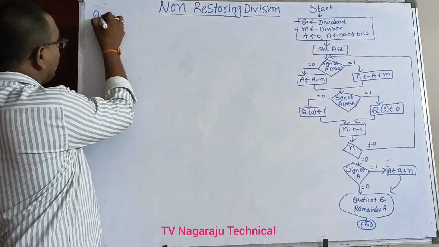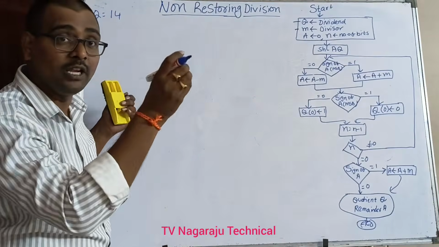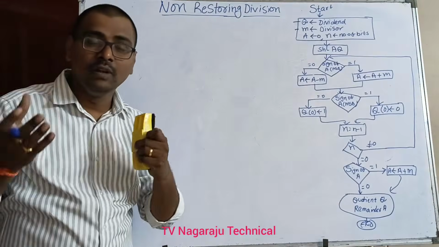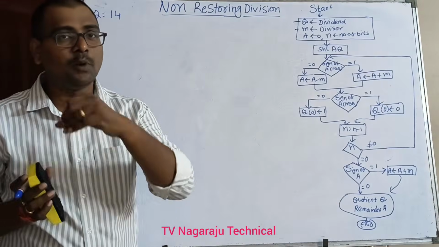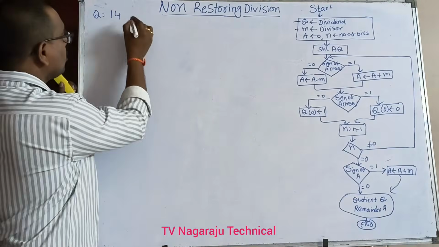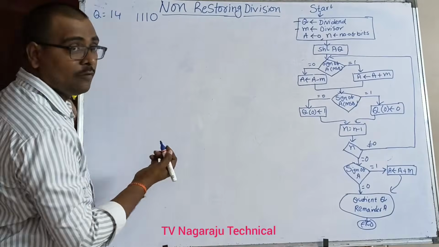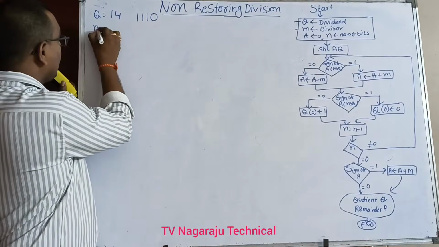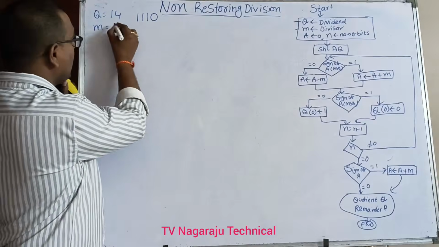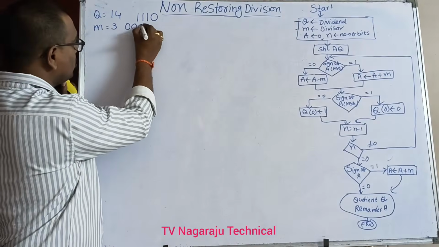Now Q, the dividend, is equal to 14. This is the example that we consider for this division. Later we will take one more example, and for that example, we will again discuss restoring division and non-restoring division. So Q is equal to 14. This is the binary representation of dividend Q. Now M is the divisor. Assume my M value is 3 and assume I am using 5 bits.